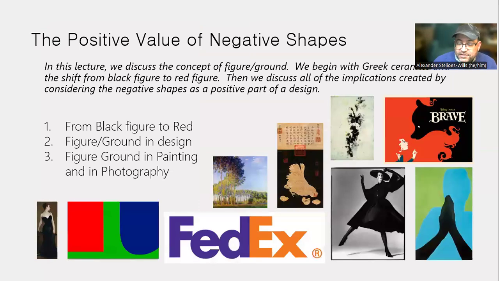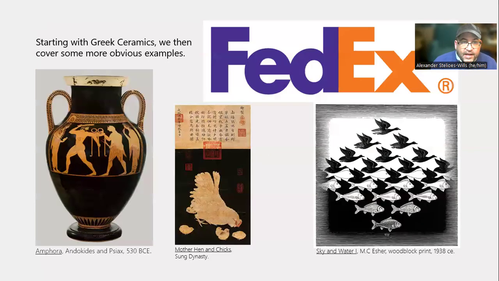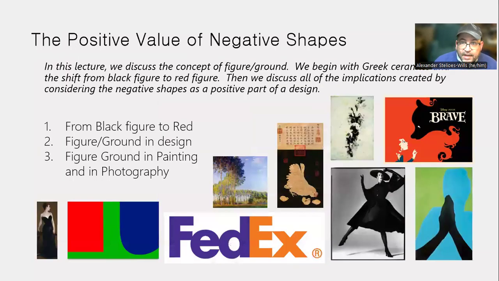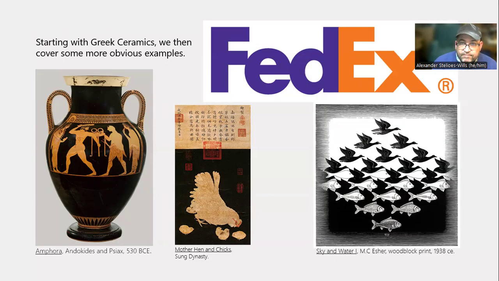Okay, and that leads us to the next lecture, which is on figure ground. I'm going to get back to the first page in a second, but I just want to say our discussion of black figure in Greek ceramics is the primary reason why we're talking about figure ground at this point. We're going to be talking about figure ground in design, and then in painting and photography. And we're just going to look at a lot of art. It's going to be fun.